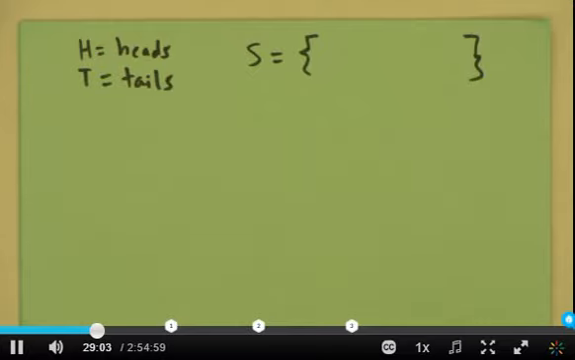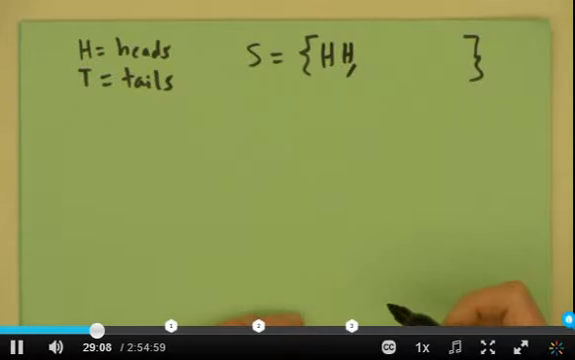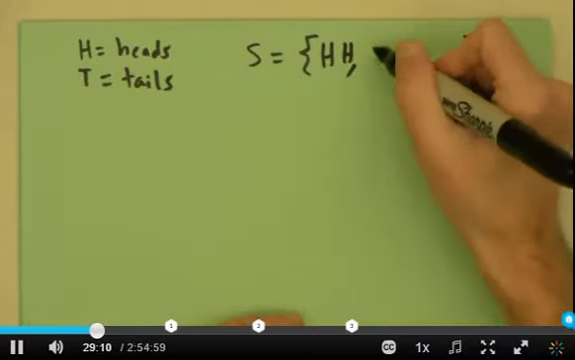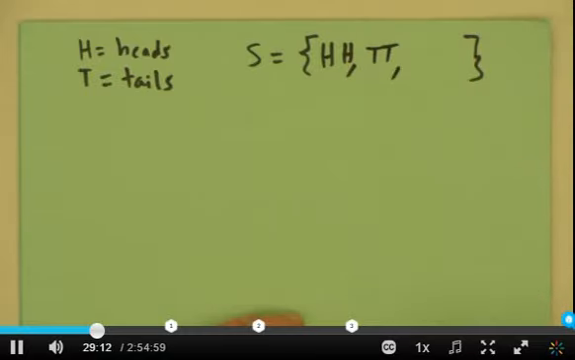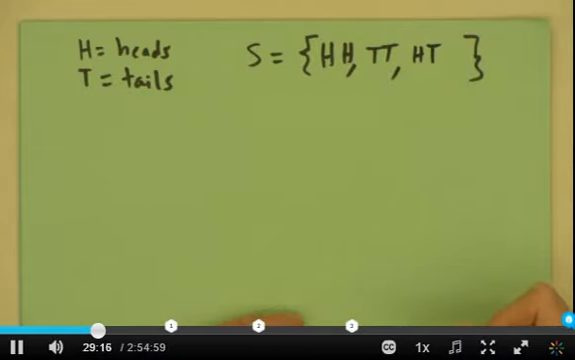We could have heads twice. You could have tails twice. You could have one head and one tail. One tail and one head, is that different? Yeah, again, that's two different ways to represent it, depending on whether we care which one came first.